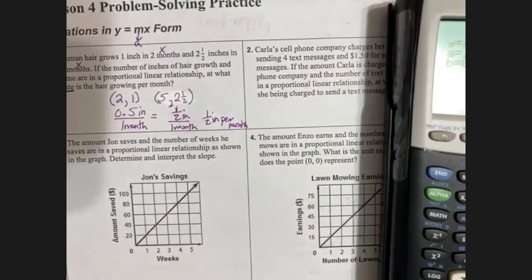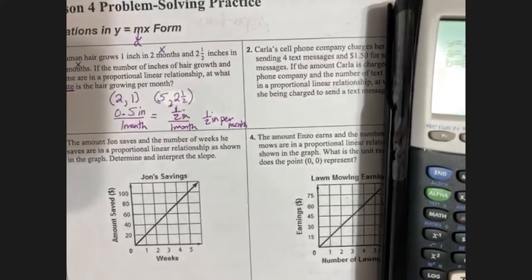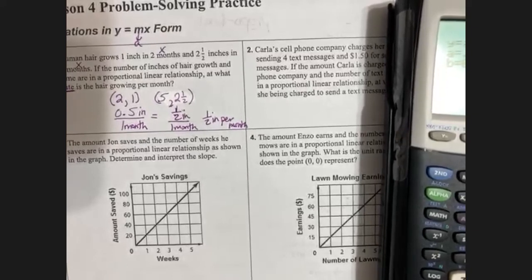So this is pretty much it for the lesson. I hope you watched the video all the way through, so it should help you with your homework. I say homework, your classwork when you get into class tomorrow. If you've got any questions, please feel free to reach out.